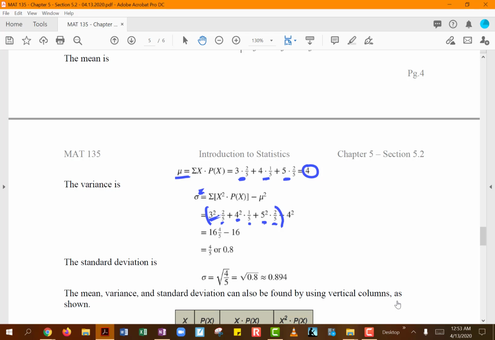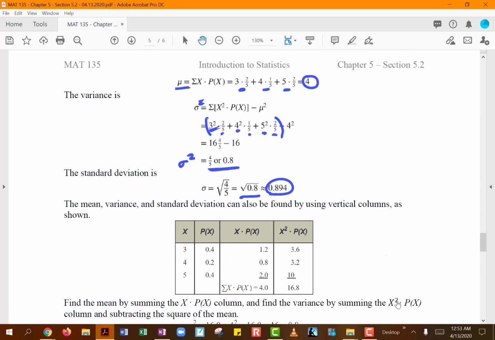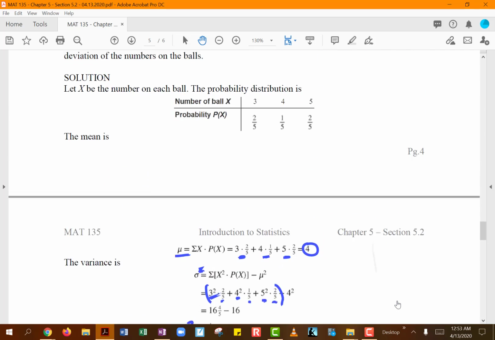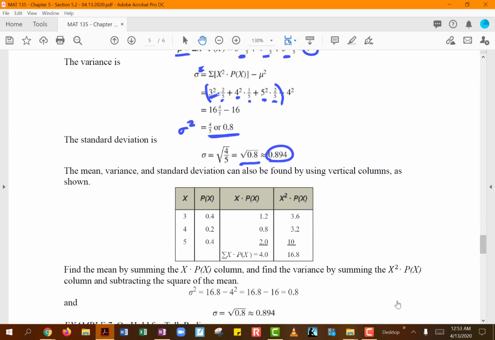So that should be sigma squared over here. There's a little typo there, okay? So that comes out to be 4/5 or 0.8. And when you take a square root on that value, you're going to get your standard deviation of 0.894.